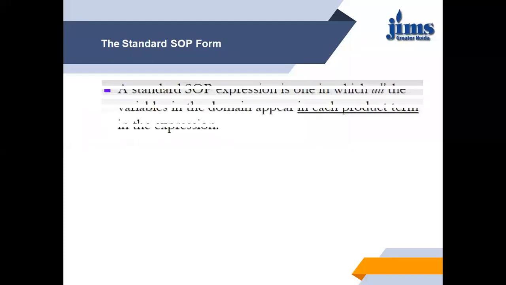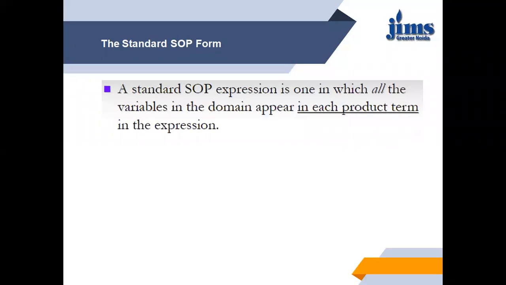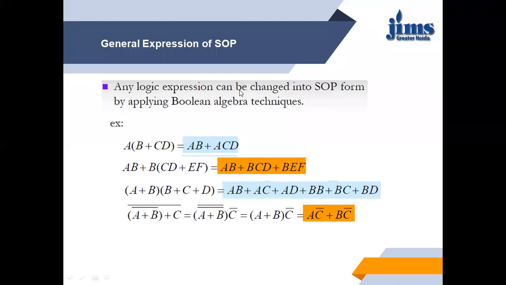Now let us discuss what the standard sum of product means. One question will be there in your examination about converting into the standard form, standard SOP and standard POS. So here is the first. Let us discuss what the standard SOP form means and how to convert a Boolean function into the standard form of SOP. A standard SOP expression is one in which all the variables in the domain appear in each product term in the expression. Suppose let us discuss here. It will be tough to understand.